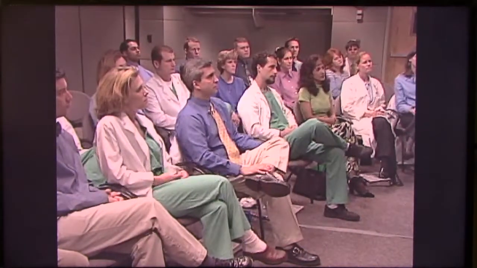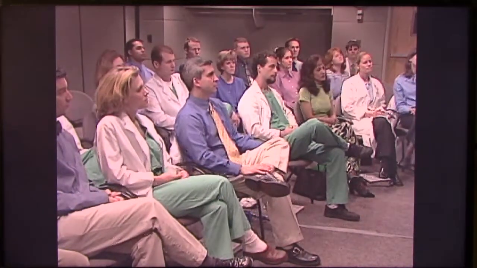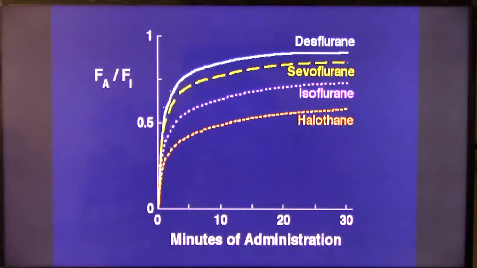The focus of uptake and distribution usually is on the relationship between the alveolar and the inspired concentration. It's illustrated in this slide. The alveolar concentration is Fa, and the inspired concentration is Fi. This is the curve that you get for these four anesthetics when you deliver anesthesia using a non-rebreathing system. So this is a high-flow system, non-rebreathing system.